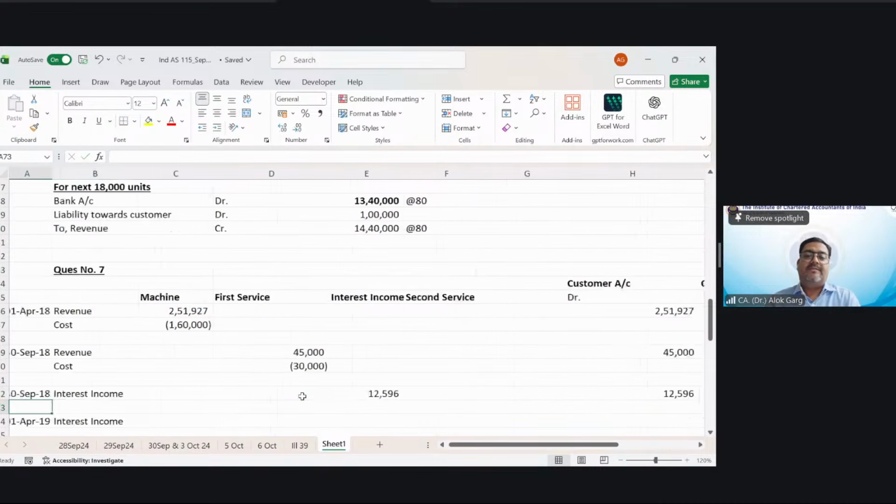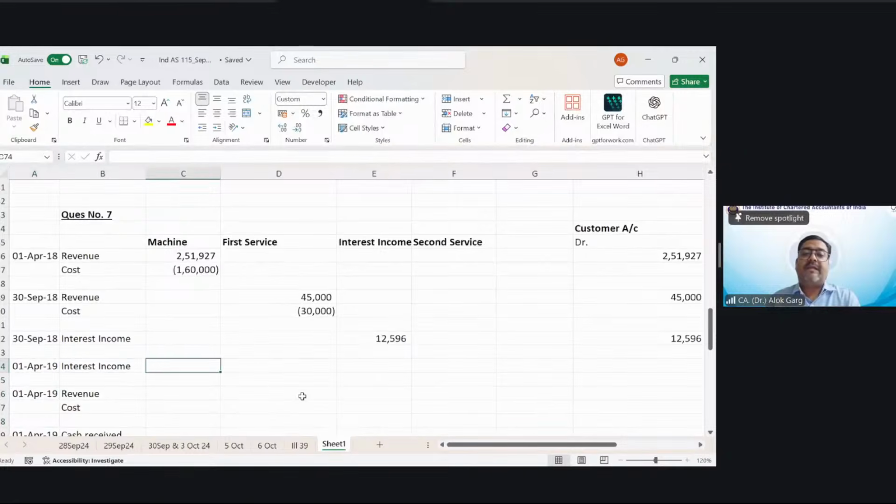Right? Then on 1st April 19, the second service has come, na? What is the cost of the second service? 50,000 rupees. What is the revenue of the second service? This multiplied by 150%, which is 75,000.